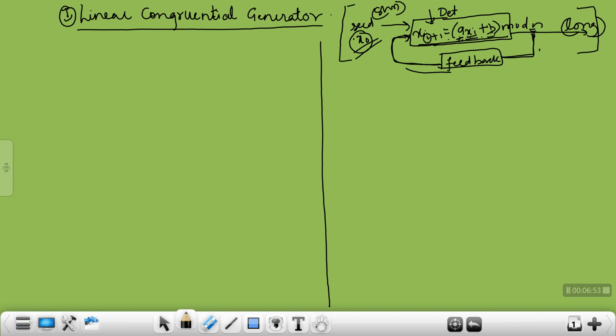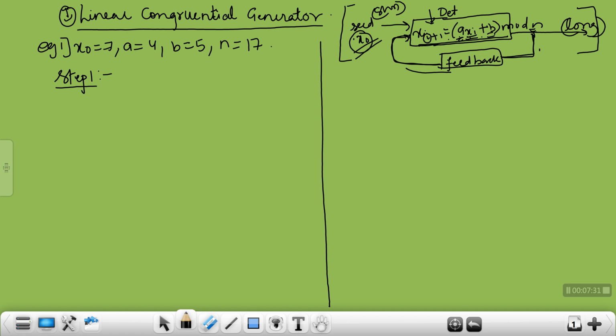Let us take the first example. In my first example, the x0 value given to me is 7, the value of A is 4, the value of B is 5 and the value of n is 17. Using the linear congruential generator, I need to generate the random numbers. Very simple, I directly write down the formula. In step number 1, how many steps will be present? As many as the number of repetitions.